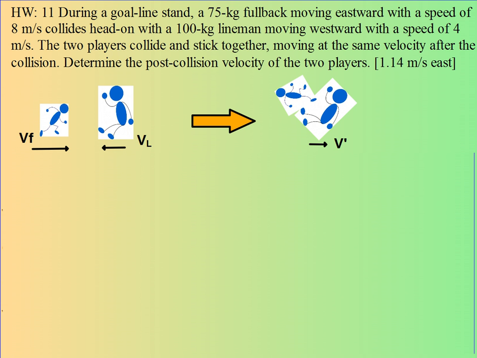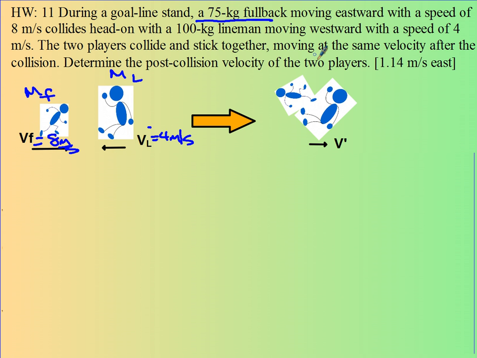Now, suppose we have a 75 kilogram fullback. That's this guy right here. We're going to call him MF because that's how I've labeled it. He is moving east with a speed of 8 meters per second. So the velocity of my fullback is 8 meters per second. And he collides head-on with a lineman who has 100 kilograms. And he's moving at 4 meters per second. But remember, he's going left, so this is going to be negative. They collide and stick. Oh, that's not good. And they move with the same velocity after the collision. How fast are they moving?